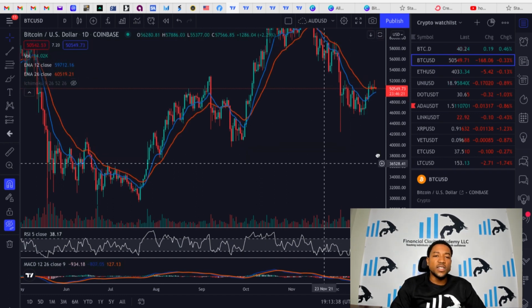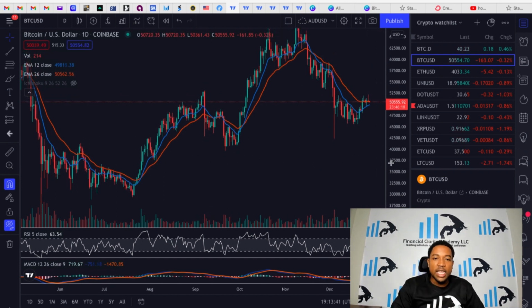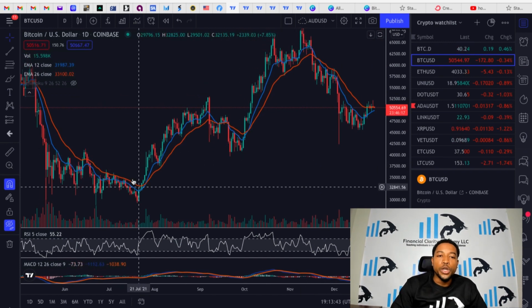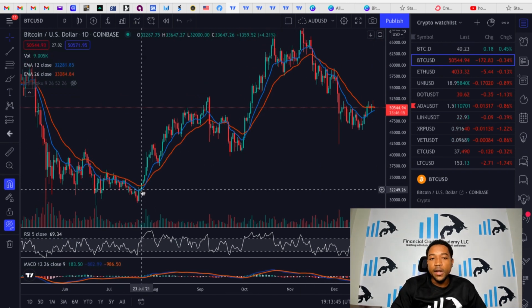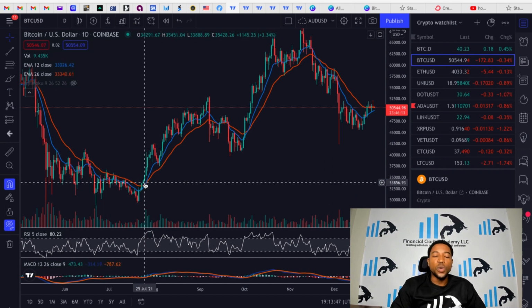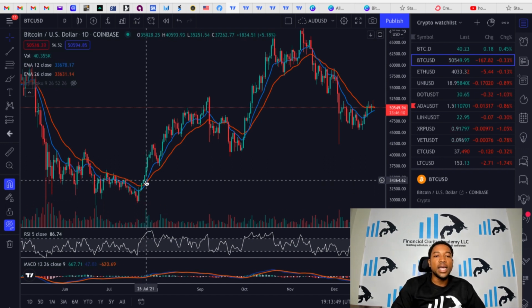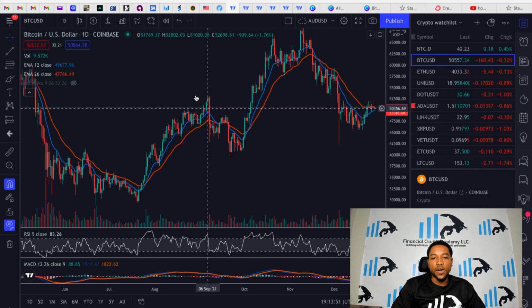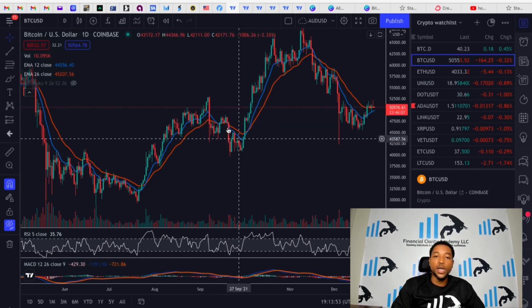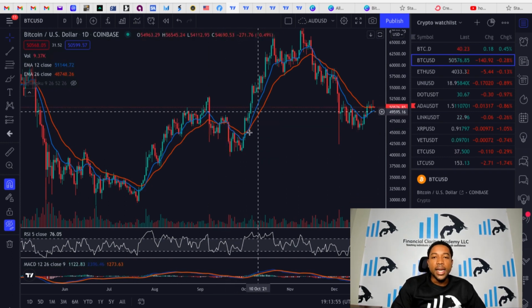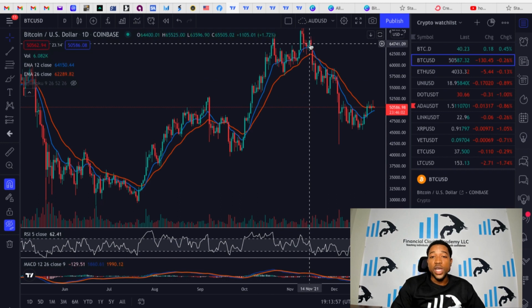So there's a lot of ways you can use to enter and exit trades. Like even right here, for example, when the blue 12 EMA crosses the orange 26 EMA, that's a buy. When it crosses going up, that's a buy; when it crosses going down, that's a sell. And when it crosses going up again, that's a buy again. That's one way you can use to signal your entries and exits.